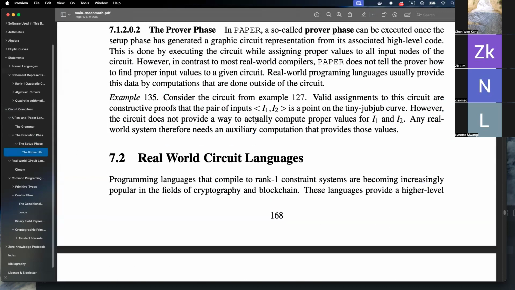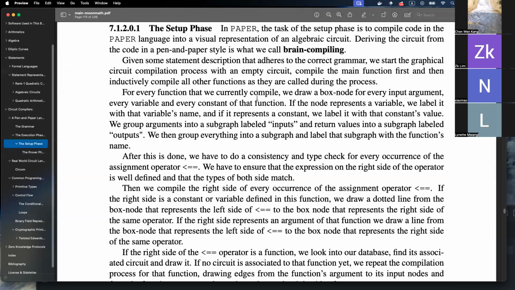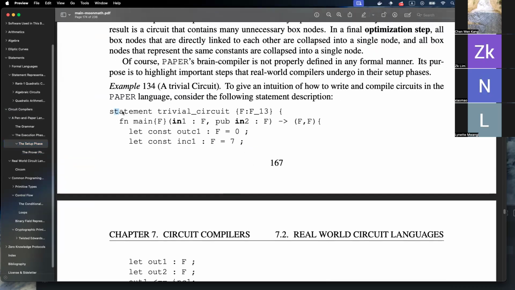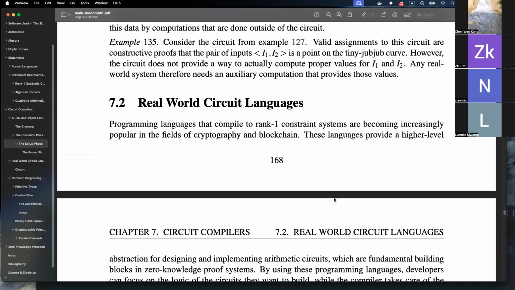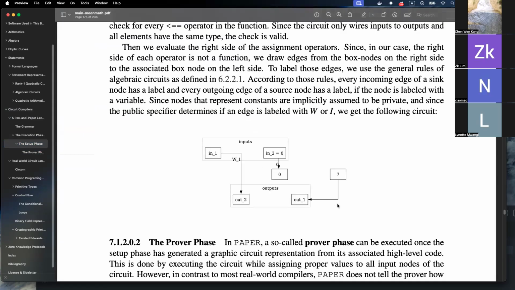So let's go back here. So that's essentially it. The setup phase, what we are talking about here, is essentially converting this statement into this circuit, which in turn becomes an R1CS, right? Recall R1CS being in the form of A times B equals C, right? So in this, we can make it into multiple statements which are in that form.